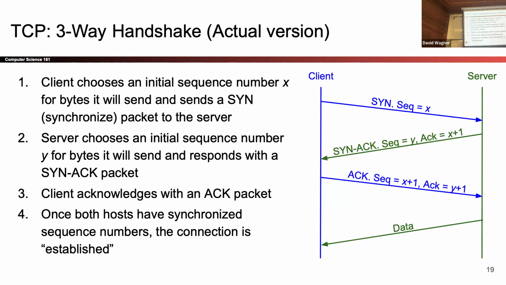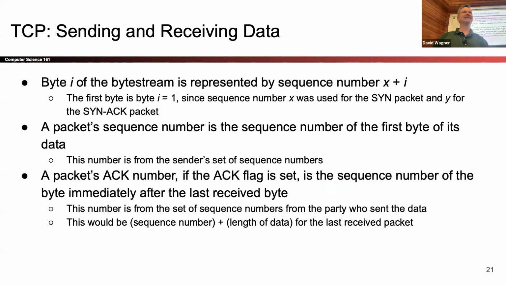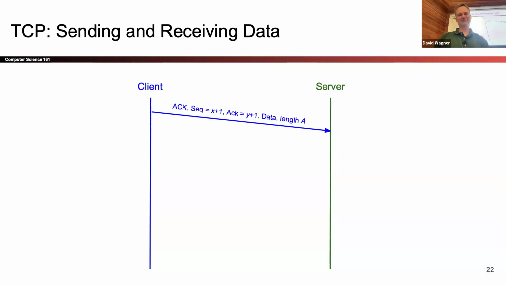Well, it depends how you're counting I. The first byte would have sequence number X plus 1. So it's X plus I plus 1 if you're 0 indexing, and X plus I if you're 1 indexing.